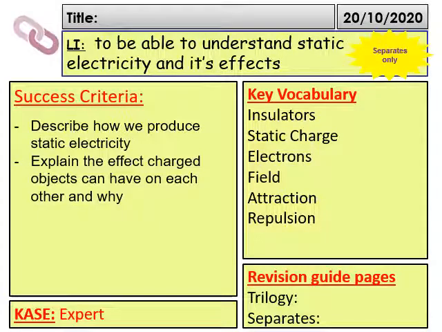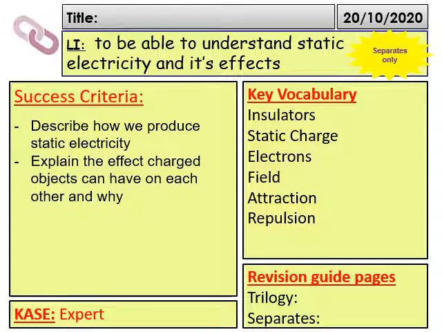So be able to understand static electricity and its effects. How would we produce static electricity? Explain the effect charged objects can have on each other and why, and so then some key vocab in there as well.